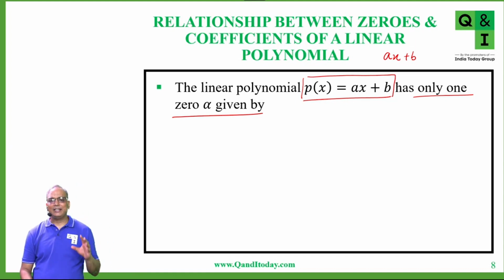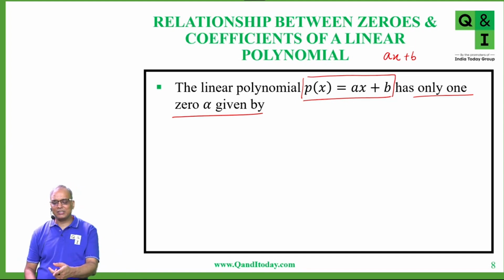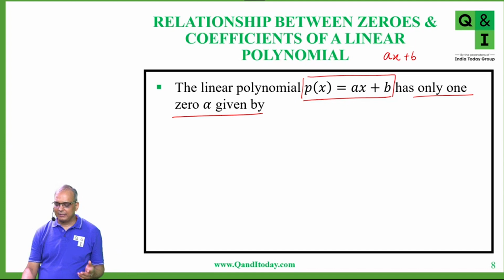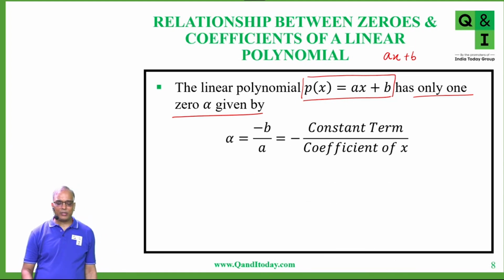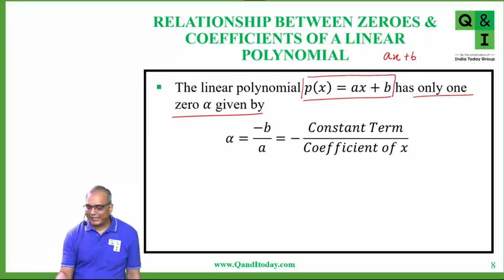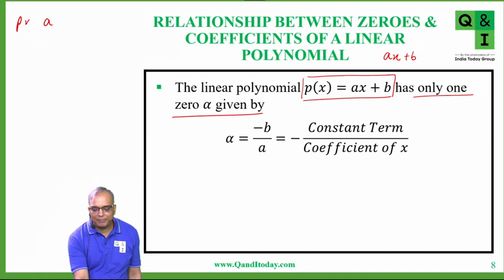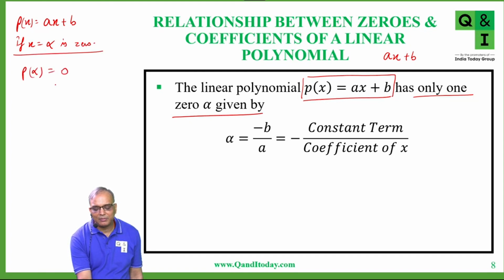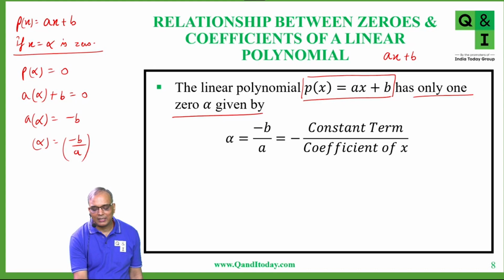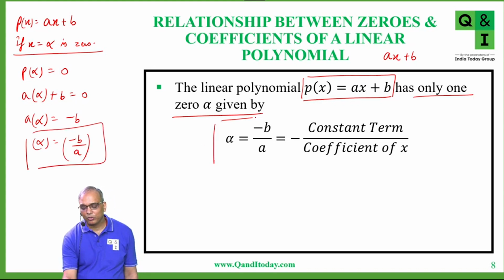So actually the degree decides the number of zeros. Here, because the degree is 1, the number of zeros will be 1. So in this polynomial p(x) equal to ax plus b, if you have to find the zero, let's say alpha is the zero here. So the polynomial p(x) is given as ax plus b. If x equal to alpha is the zero of the polynomial, then p of alpha will be 0. Instead of x, you put alpha: a alpha plus b is 0. So this will give you a alpha is minus b, or alpha is equal to minus b over a. So this is the zero of the polynomial, minus b by a.